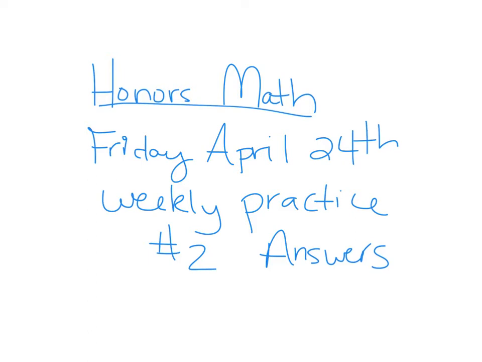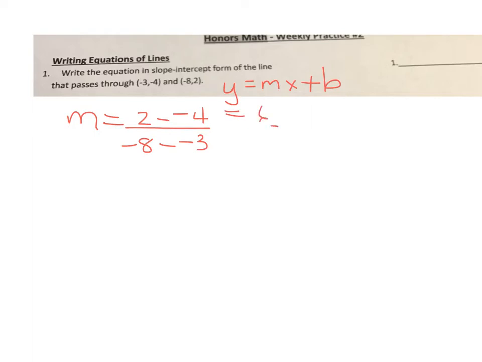So here we go. Here's number 1. We're writing the equation in slope-intercept form of the line that passes through (-3, -4) and (-8, 2). Slope-intercept form is y equals mx plus b. I don't know the slope, so the first thing I have to do is find the slope: y sub 2 minus y sub 1 over x sub 2 minus x sub 1. I get 6 over -5.